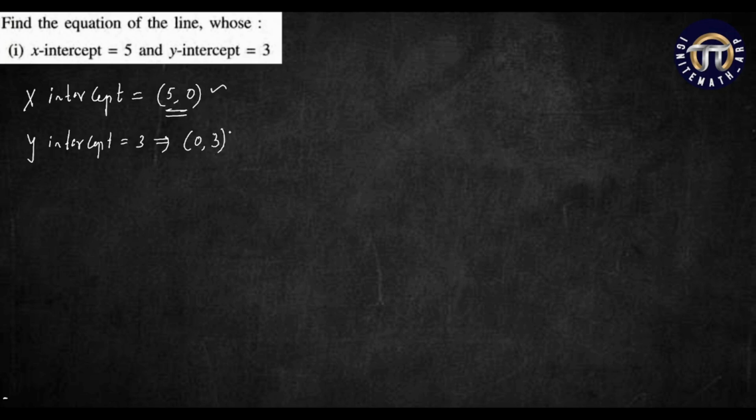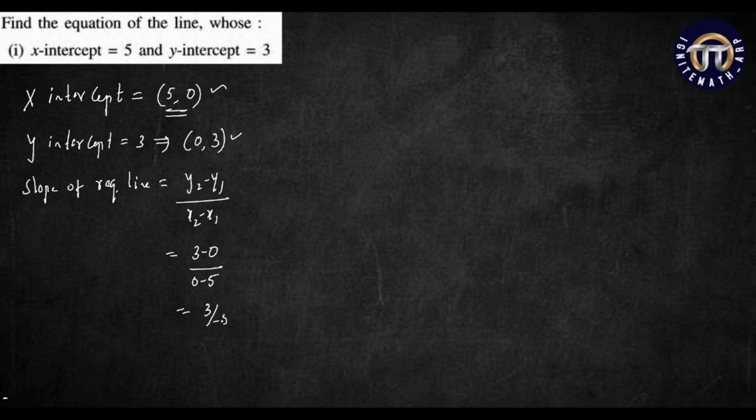So now I get to know the 2 points. So the slope of the required line is equal to (y2 minus y1) by (x2 minus x1). So 3 minus 0 by 0 minus 5. So 3 by minus 5 is the slope of the required line. Then the equation of the line by 2-point form. Since I have found the slope by 2 points, I can use 2-point form.